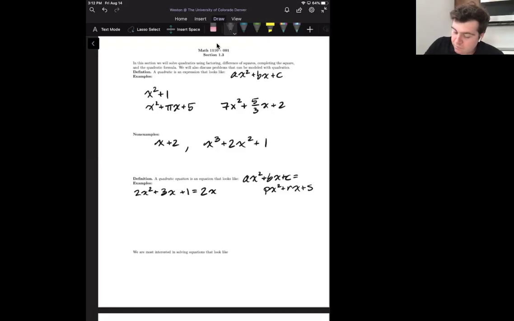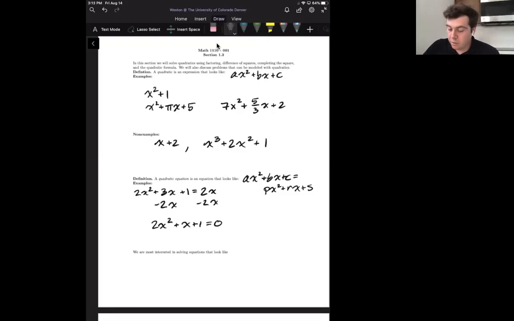And one thing we can always do when we have a quadratic equation is we can take one side and subtract it to the other. So we can actually rewrite this by just subtracting 2x on both sides and rewriting it as 2x squared plus x plus 1 equals 0.